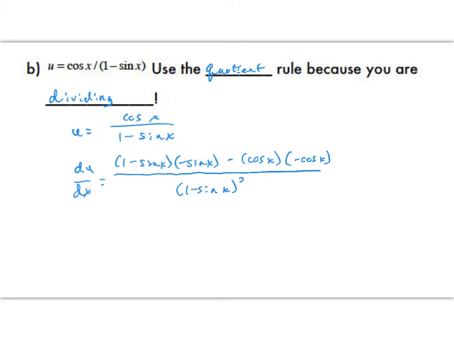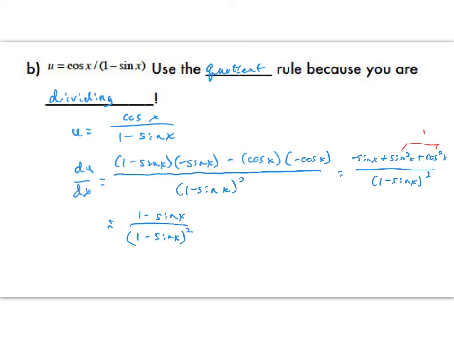Okay, how about a little cleanup? It looks like it's going to be negative sine x plus sine squared x plus cosine squared x when I simplify the numerator. And, lo and behold, that turns out to be 1, as we all know from our Pythagorean identities. So this really shakes out to be 1 minus sine x over 1 minus sine x as a quantity raised to the second power.